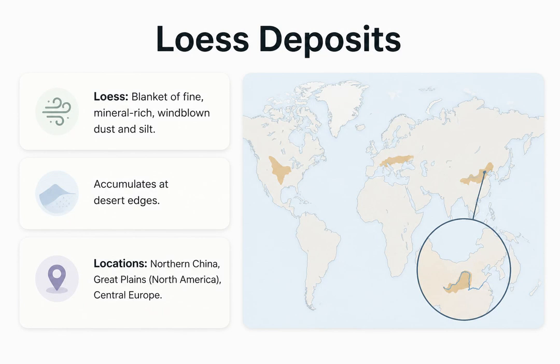Finally, we must talk about the finest particles the wind carries, dust and silt. When the wind blows across a desert, it picks up these incredibly fine particles, which can include quartz, mica, and even organic material. The wind carries this dust far beyond the desert edges and drops it in massive, thick blankets over the land. This layer of fine, wind-blown silt is called loess. You can find extensive loess deposits in places like northern China, the American Great Plains, and Central Europe.